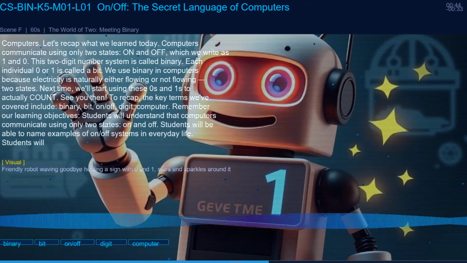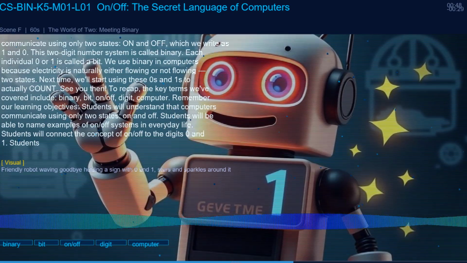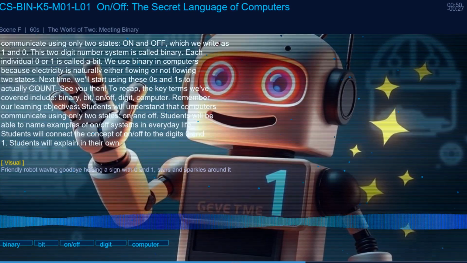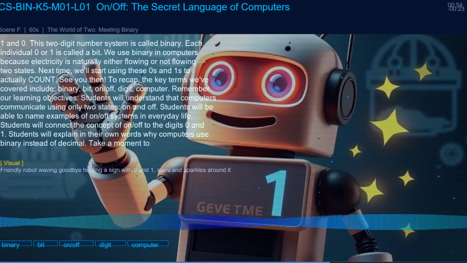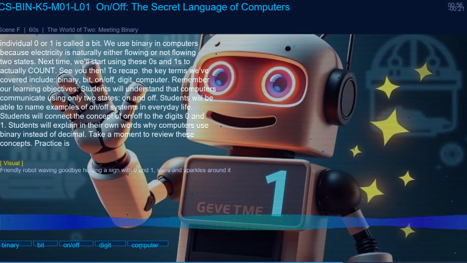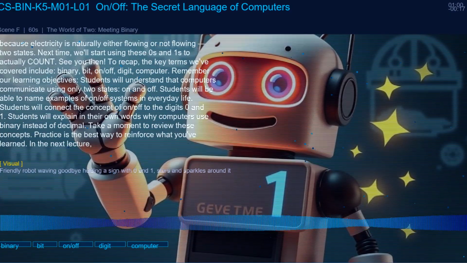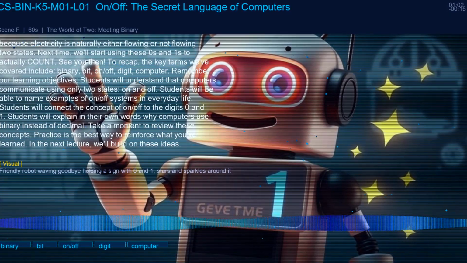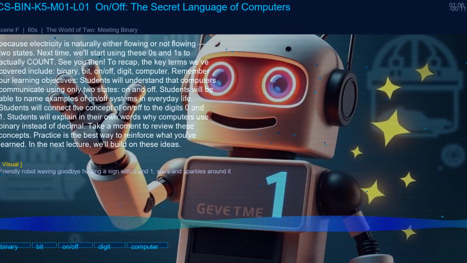Remember our learning objectives. Students will understand that computers communicate using only two states, on and off. Students will be able to name examples of on/off systems in everyday life. Students will connect the concept of on/off to the digits 0 and 1. Students will explain in their own words why computers use binary instead of decimal.